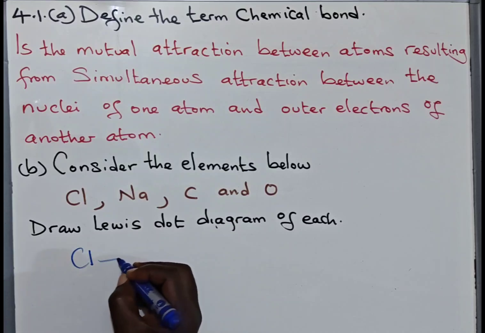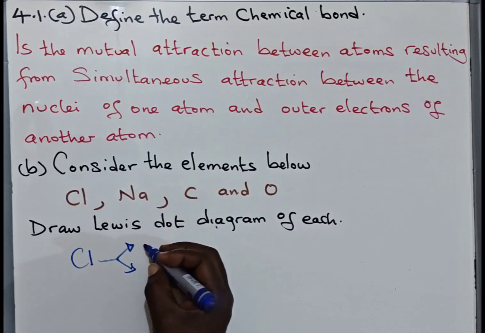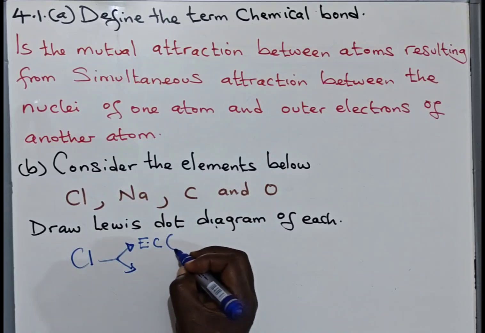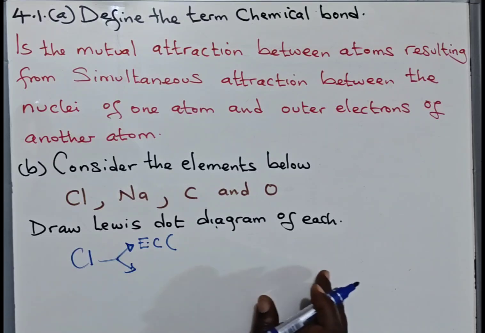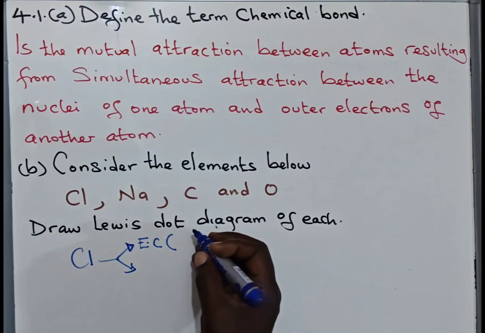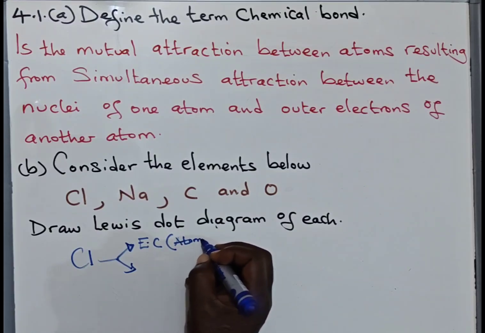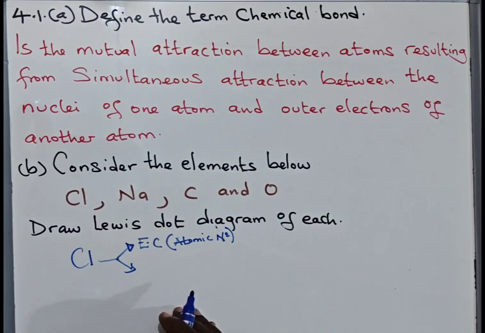There are two approaches to determining the number of electrons we distribute. The first approach, we can use what we call electronic configuration. What is electronic configuration? It is the distribution of the number of electrons across the energy levels. In this case, we use the atomic number, because the atomic number reflects the number of electrons in an atom, since the number of electrons is equal to the number of protons.